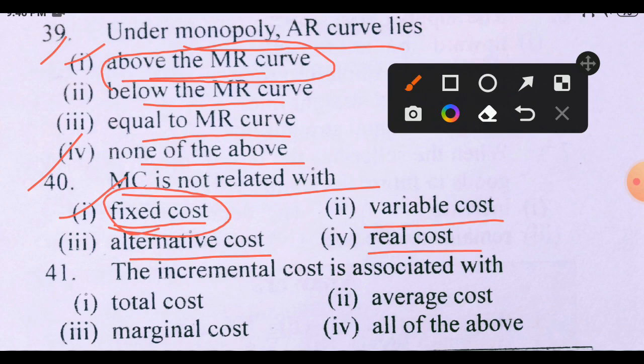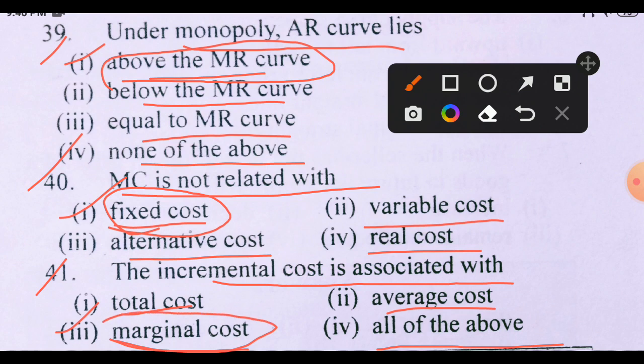Number 41. The incremental cost is associated with (i) total cost, (ii) average cost, (iii) marginal cost, (iv) all of the above. Which is the correct one? The correct answer is (iii) marginal cost. The incremental cost is associated with marginal cost.